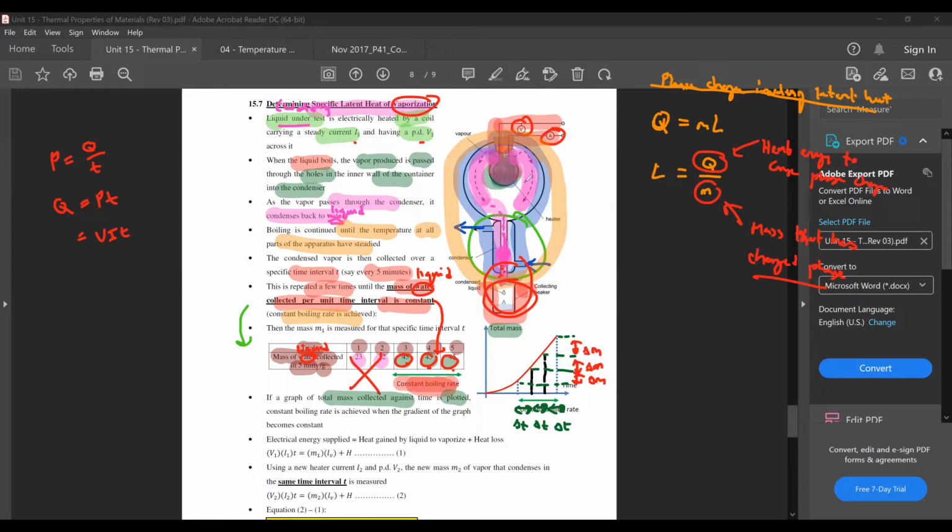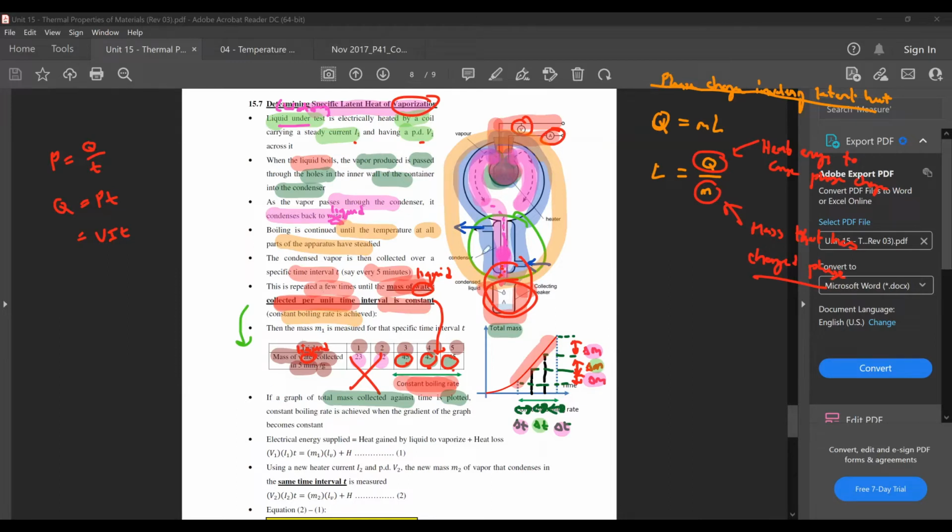Okay, so when you have a straight line graph, this is already telling you that you have constant mass of liquid collected per unit time interval. Because the straight line graph essentially means that if in the first delta T I get a mass of delta M, for the next delta T I'm still getting the same mass of delta M, and for the third delta T I'm still getting the same mass change of delta M. You're getting the same mass per unit time interval. So this is another way in which you can see whether something has reached constant boiling rate.